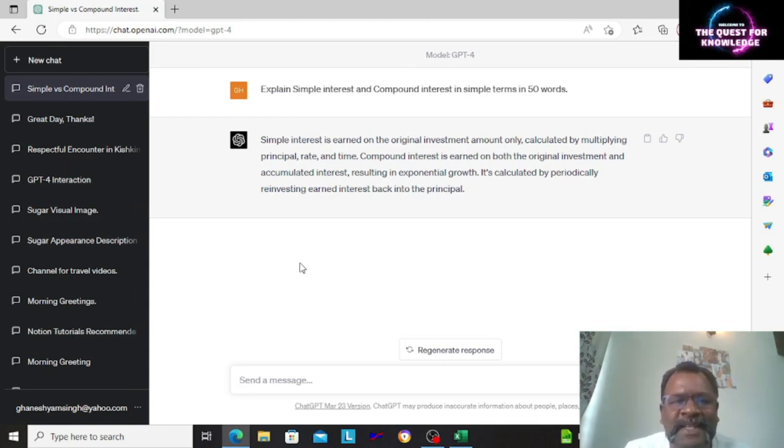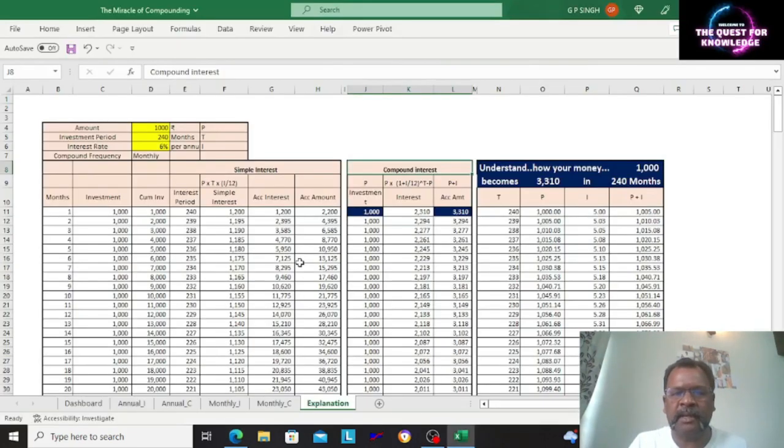So basically it says that in case of simple interest, the interest is calculated only on the principal amount. And the formula used for that is multiplication of principal, rate, and time. Whereas in case of compound interest, the interest is calculated not only on the principal amount but also on the interest which was earned earlier. So that's why the money grows faster if we go for compounding. Okay, so this is the definition of simple interest and compound interest.